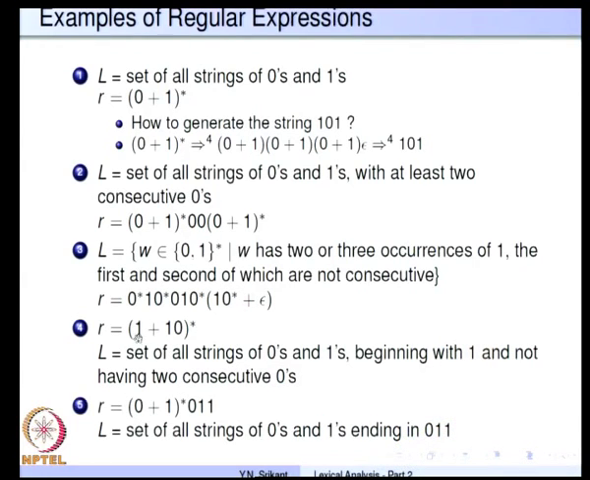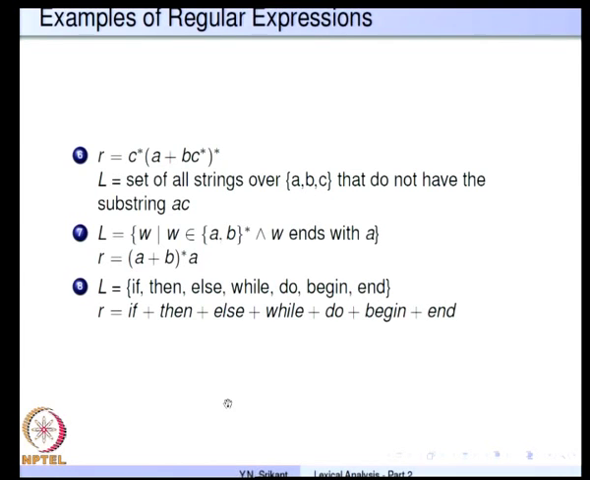This is the fourth example, 1 plus 1 0 star, which says set of all strings of zeros and ones beginning with a 1, which is very easy because both alternatives generate strings starting with 1 and not having consecutive zeros. So, we generate a 0 and then in the next instance of 1 plus 1 0, we again generate a 1. Therefore, the 0 gets separated by another 0 with at least one 1. Therefore, consecutive zeros are not possible. And the fifth example is 0 plus 1 star 0 1 1. This is very easy, any strings of zeros and ones ending with 0 1 1.